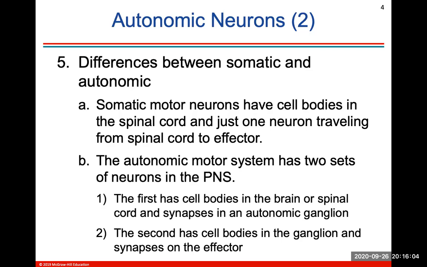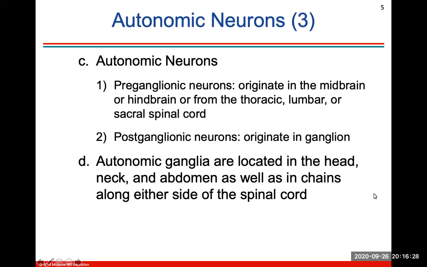A little difference between the somatic and autonomic. Somatic motor neurons have cell bodies in the spinal cord and just one neuron traveling from the spinal cord to the effector, whereas the autonomic motor system has two sets of neurons in the peripheral nervous system. The first has cell bodies in the brain or spinal cord and synapses in an autonomic ganglion, and the second has cell bodies in the ganglion and synapses on the effector.